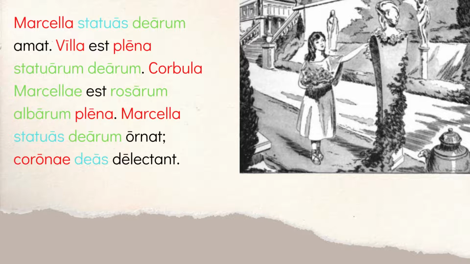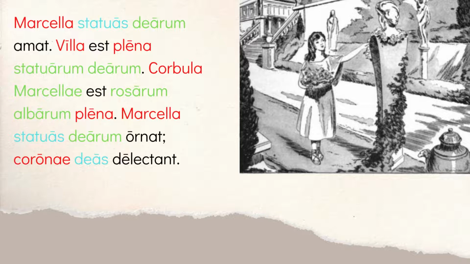Then you have corbula Marcellae est rosarum albarum plena. So our subject here is the corbula, right? The main phrase is corbula est plena, right? The little basket is full. Every other word in here is highlighted green in my translation because it's genitive. So you're giving more details about it. So the first is Marcellae. So of Marcella, you're saying the corbula of Marcella, the little basket of Marcella is plena, it's full.